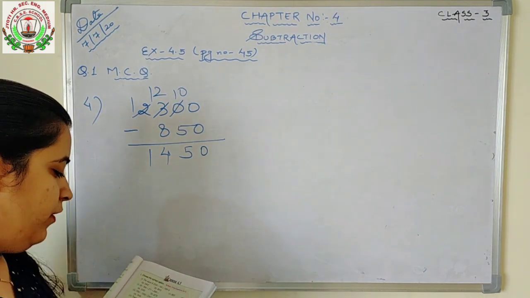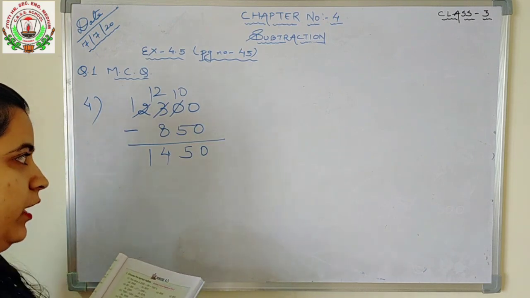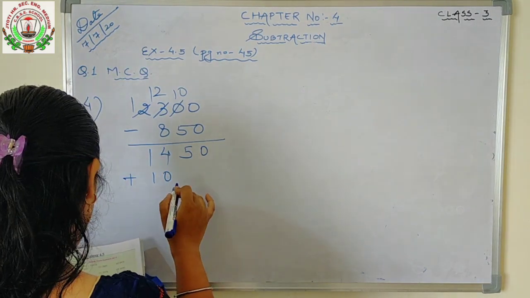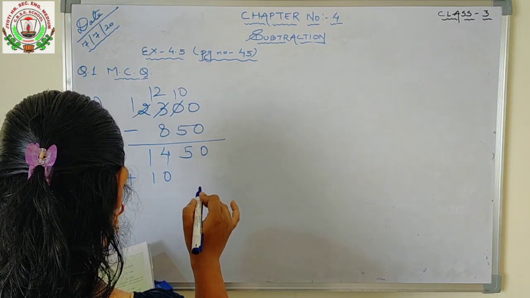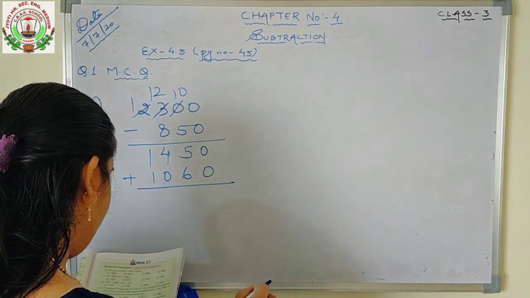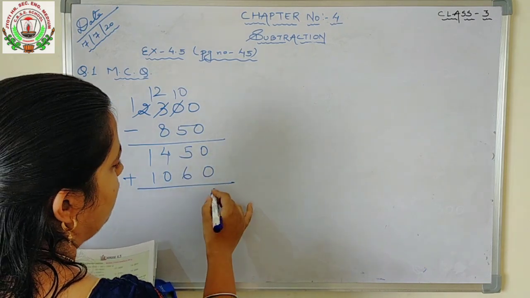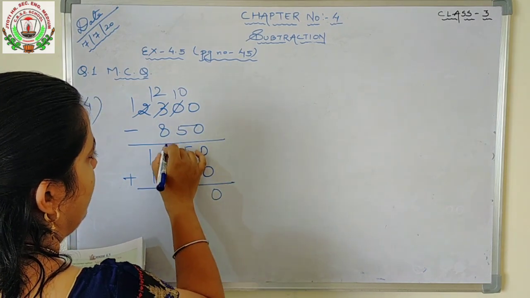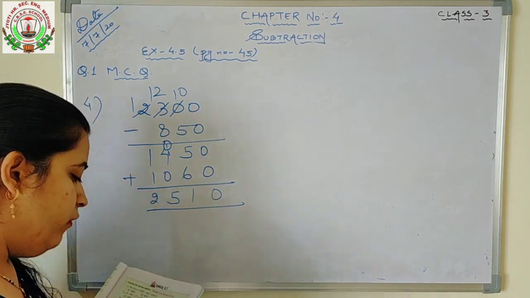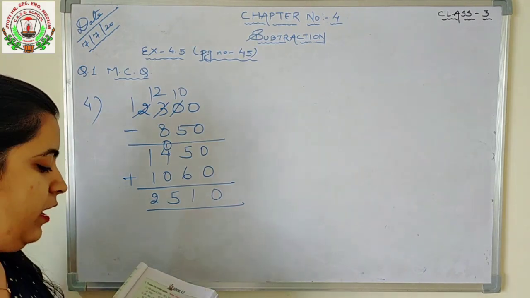Okay. 850 people left the function and then 1060 people joined the function. Join means we have to add. 1060 people join the function, then we have to add this. So 0 plus 0 is 0, 5 plus 6 is 11, 1 carry 1, 4 plus 1 is 5, 1 plus 1 is 2. So what was the number of people present in the function finally?